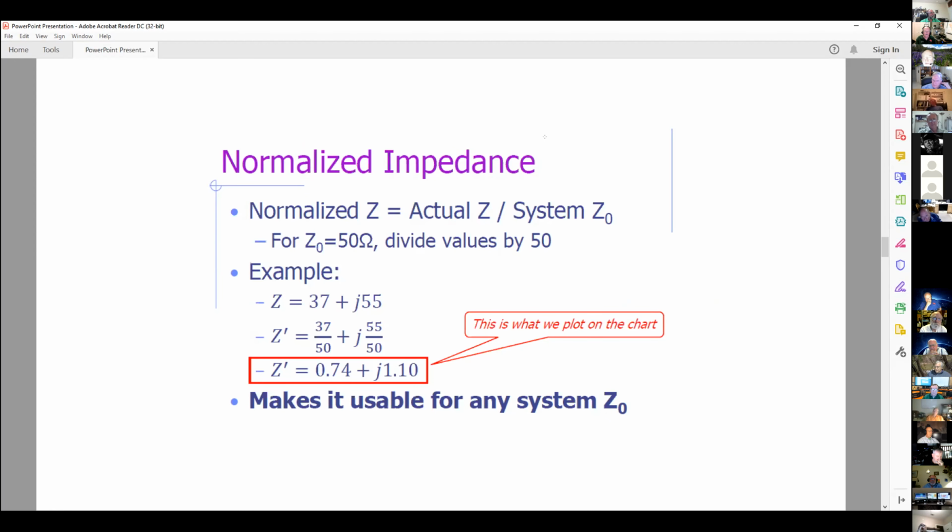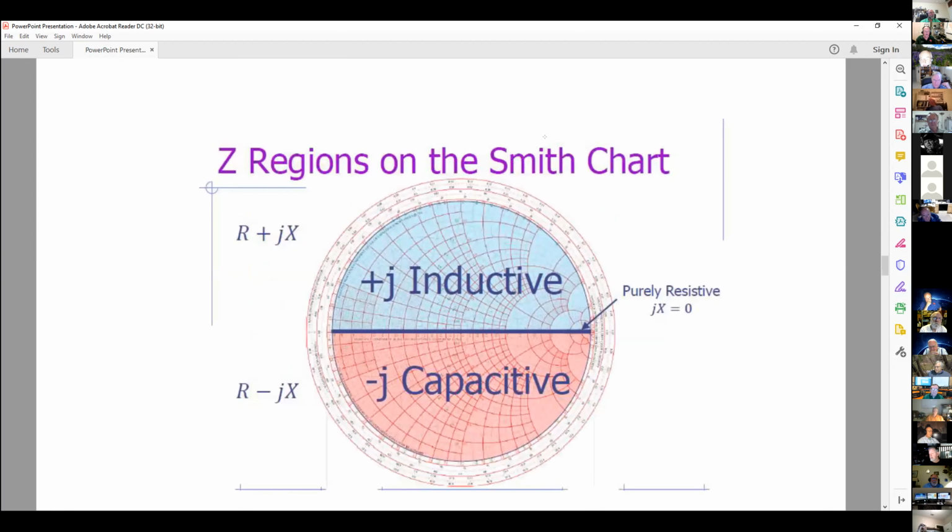So here are the regions of the Smith chart. That horizontal line in the middle is your axis of pure resistance. So you have no reactance when you're on that line.